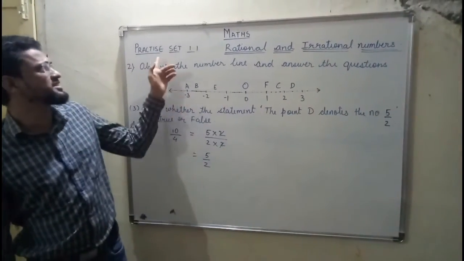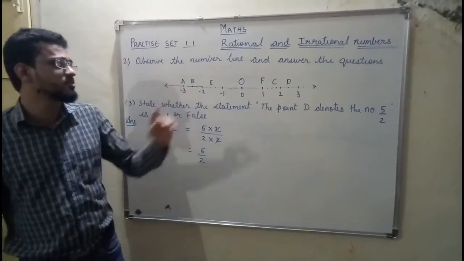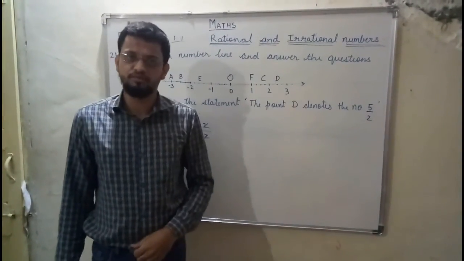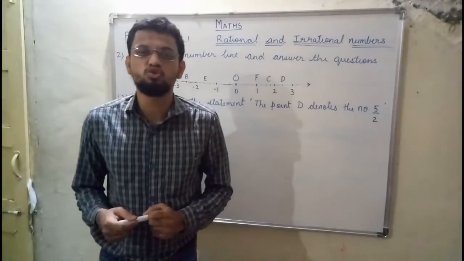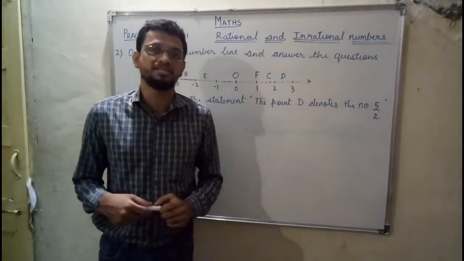Today we have completed practice set 1.1 of the first chapter, rational and irrational numbers. In the next video we will start the comparison between two rational numbers and start with practice set 1.2.